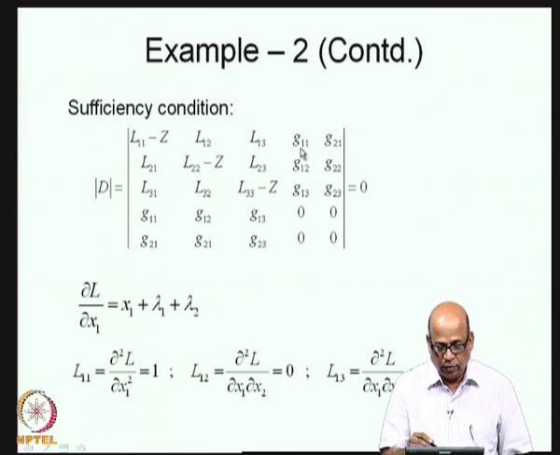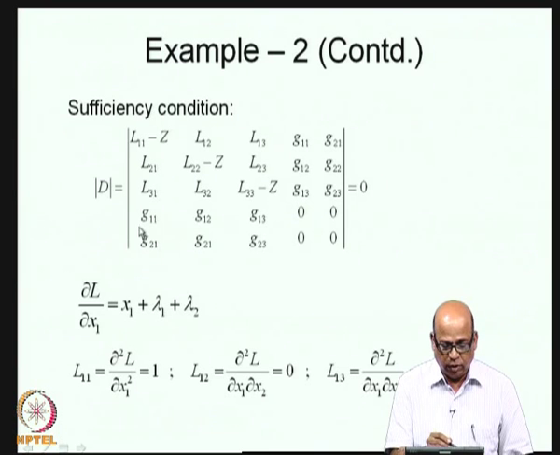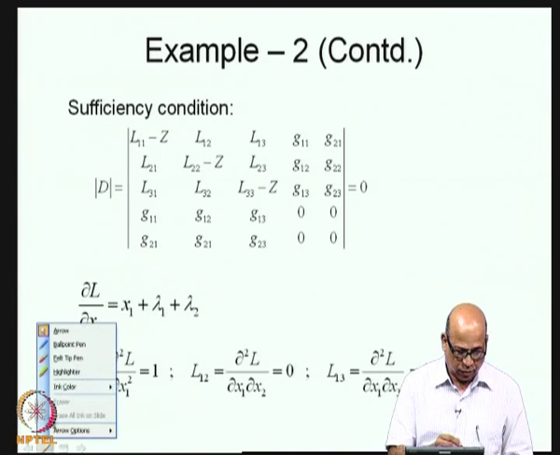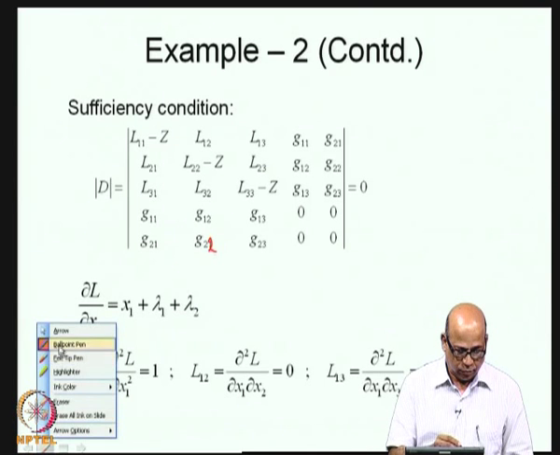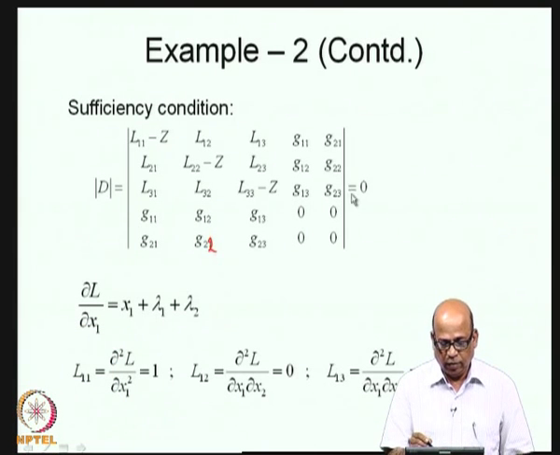So, this is the first constraint, partial derivative of the first constraint with respect to first variable, second constraint with respect to first variable, first constraint with respect to second variable, second constraint with respect to second variable, first constraint with respect to third variable, second constraint with respect to third variable, and then the transpose of this, G11, G12, G13, G21, G22 and G23. And this determinant we equate to 0 and then solve for it. So, we get the values now.